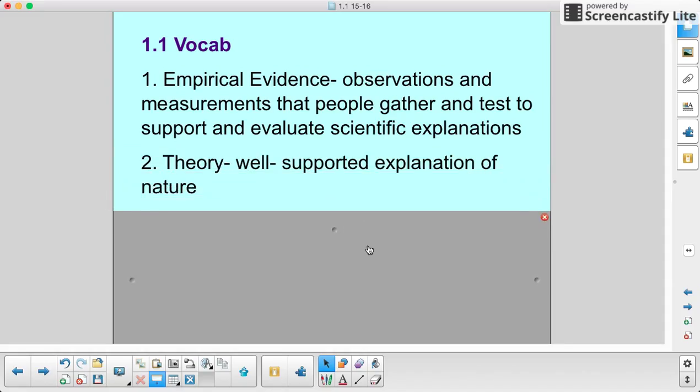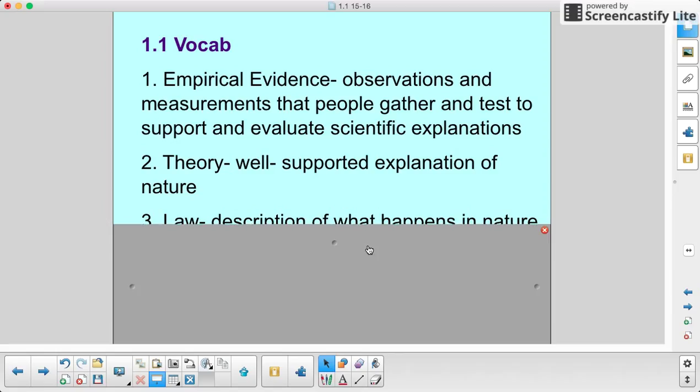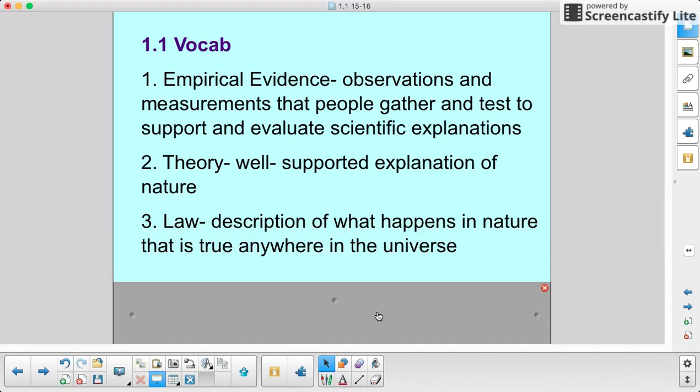The second vocab word is a theory. A theory is a well-supported explanation of nature. And the third vocab word is a law. A law is a description of what happens in nature that is true anywhere in the universe at any time it's been tested. Theory and law were also covered in the Powtoon, and if you would like to watch that video to review, you can find it linked both on Schoology and also in Edpuzzle.